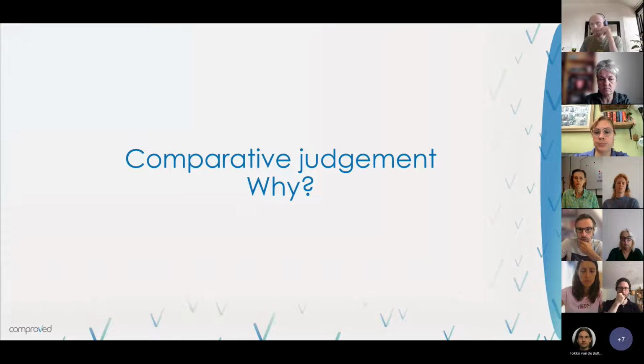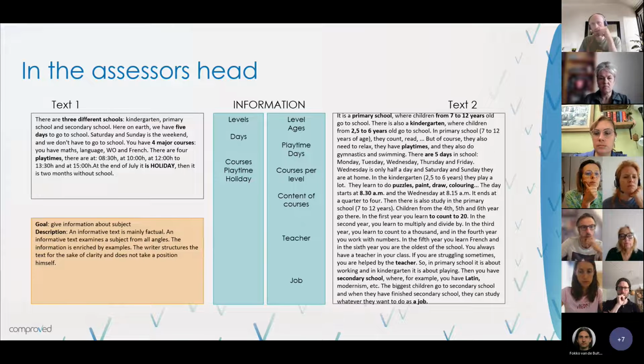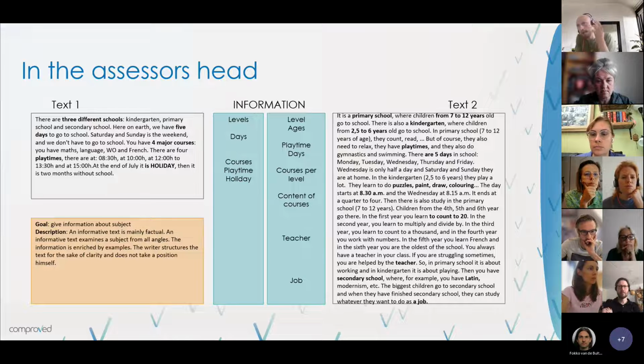What is actually happening with comparative judgment? I give you an example of a comparison. So you see two texts. The assignment here was to write an informative letter on what a school is, in the 5th and 6th year of basic primary education. So the students wrote their text, and the main goal was to give information to a stranger so he could understand what a school is.